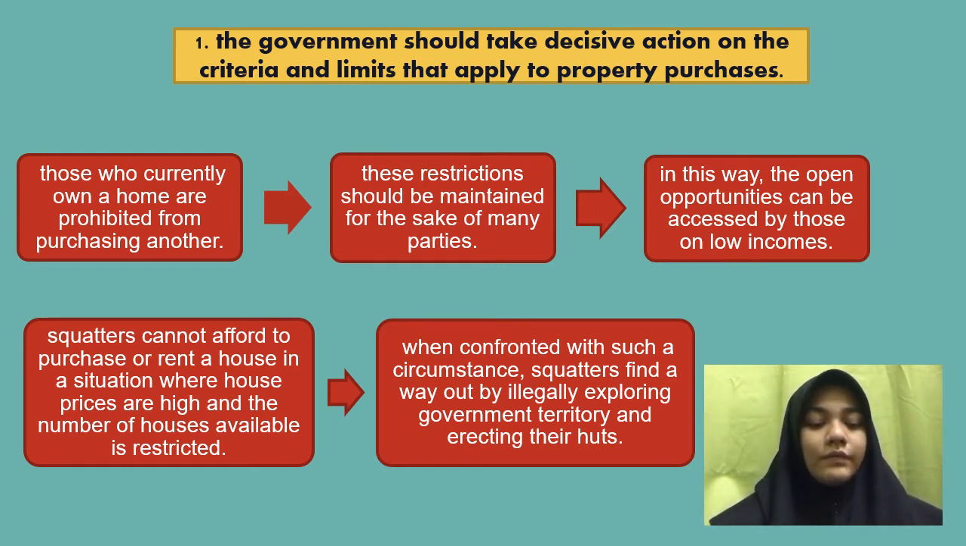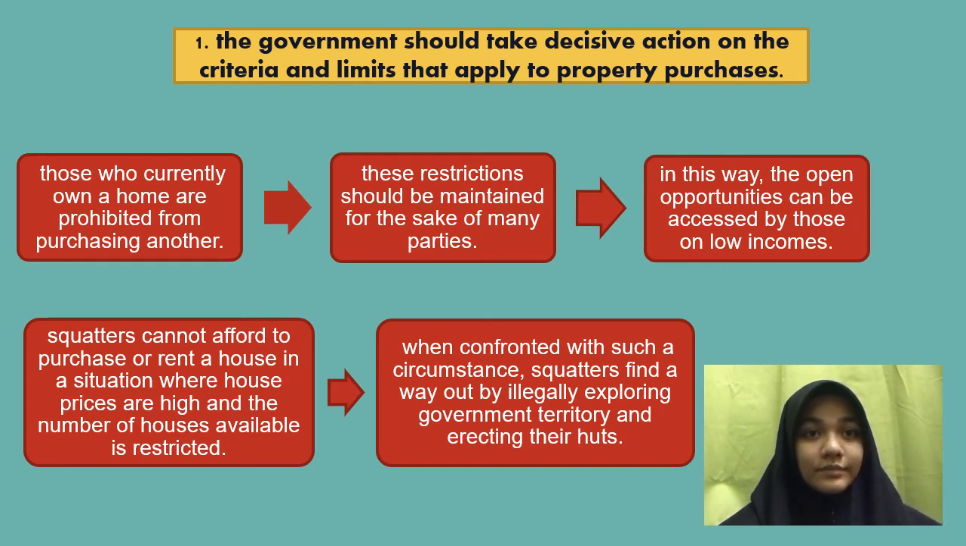It is not only for those who are given the opportunity to enjoy as many houses as they can afford. Squatters cannot afford to purchase or rent a house when prices are too high, or when the number of houses available is restricted. When confronted with such circumstances, squatters can find their own way by illegally occupying government territory and erecting their homes.